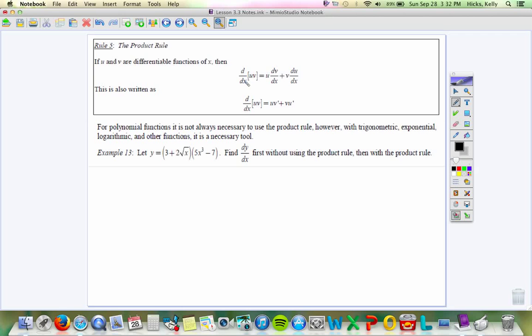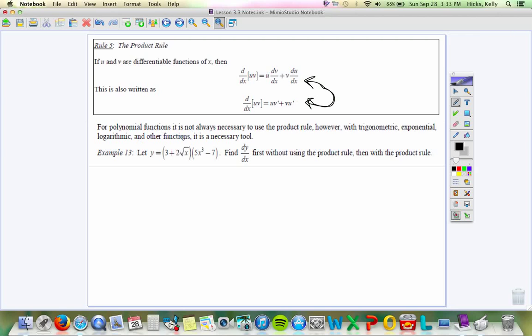So here's the product rule. The product rule is when you take the derivative of one function times another function, the answer is the first function just by itself, you didn't do anything to it, times the derivative of the second function plus the second function times the derivative of the first function. These two rules right here, they say the same thing, okay? u v prime plus v u prime is the same thing as u dv/dx plus v du/dx. All right, so let's see how this would work.